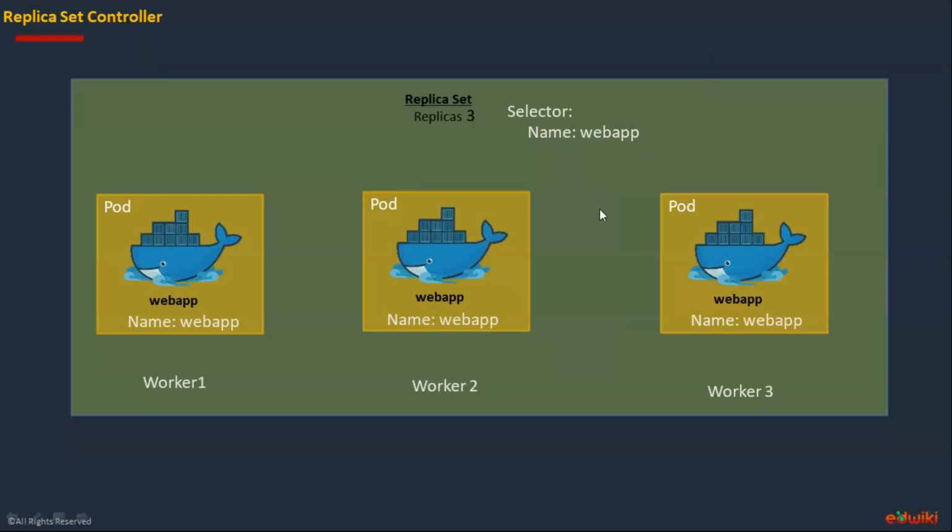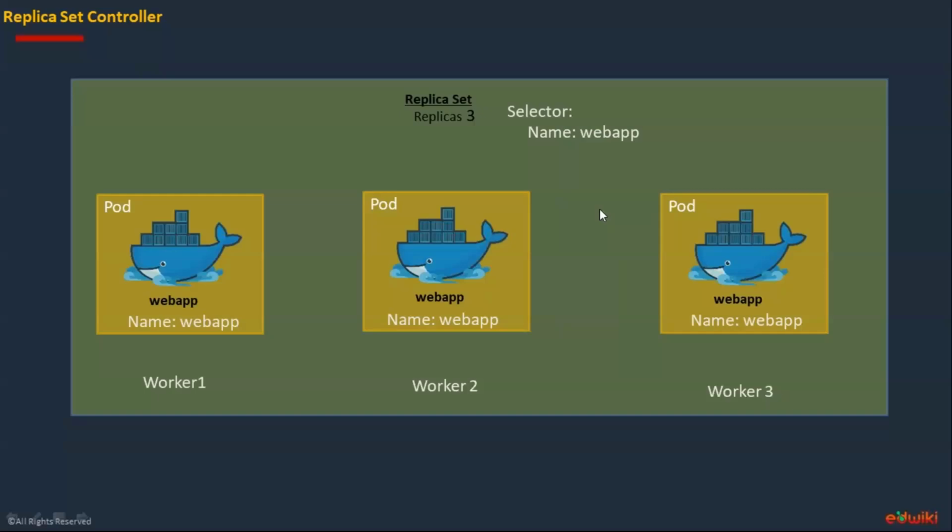Whenever the replica set controller is creating the pods with the replicas that you defined, the 3 replicas, and of course you have given the selector section here as the label, that means you are telling the replica set controller which label of pods it is responsible for. You are just specifying this whole configuration.